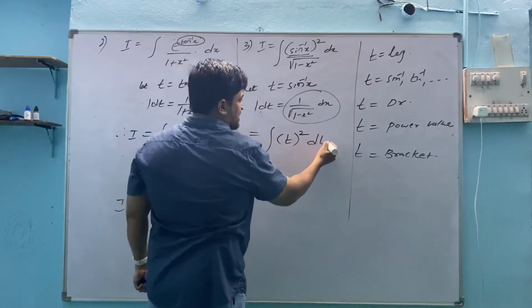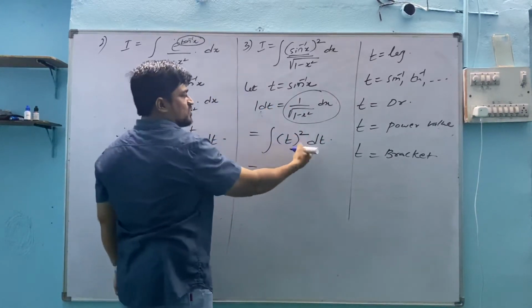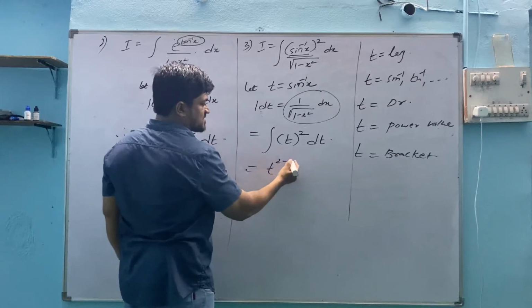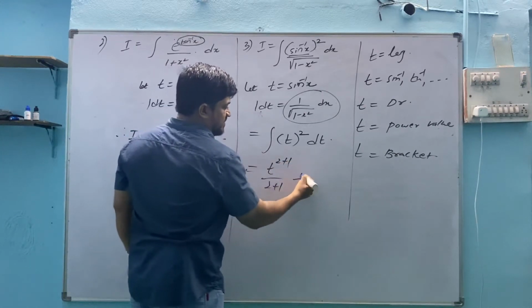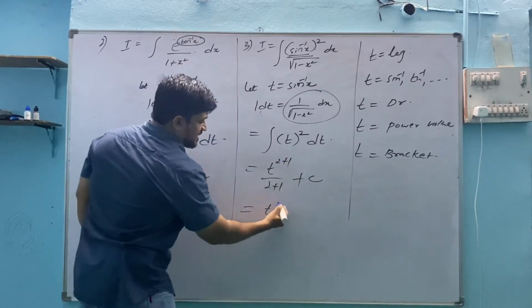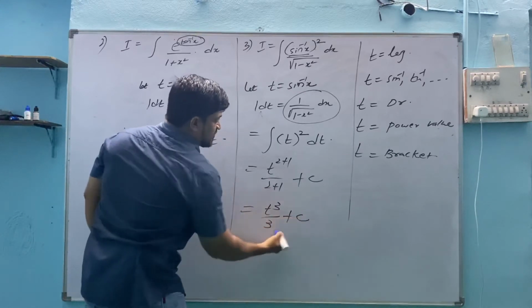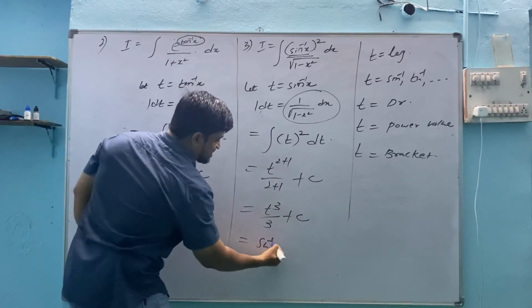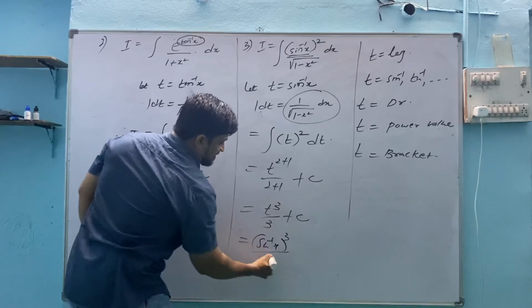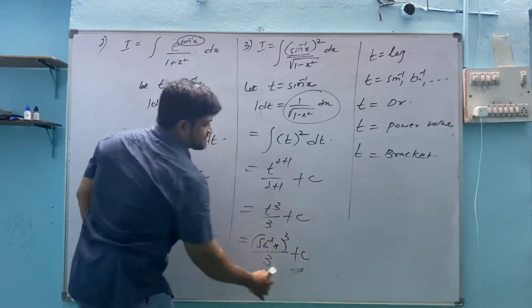Here you can write, now this is t power 2 dt. Integral of x power n is x power n plus 1 by n plus 1 plus c. So that is t cube by 3 plus c. T cube means what is the value of t? It is sin inverse x whole cube divided by 3 plus c.